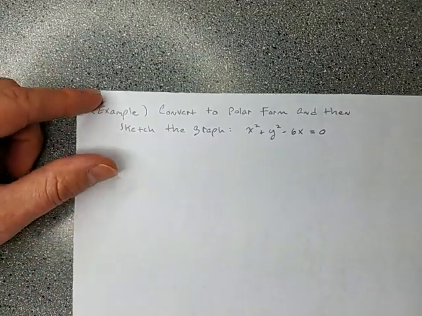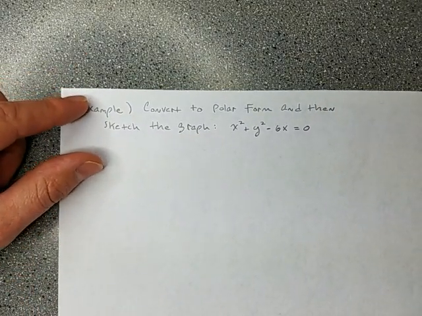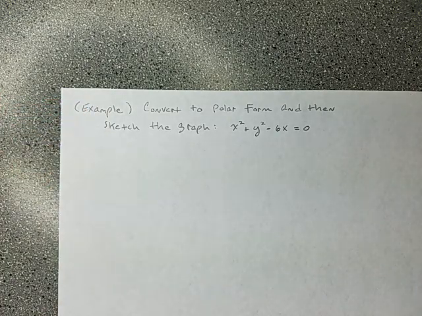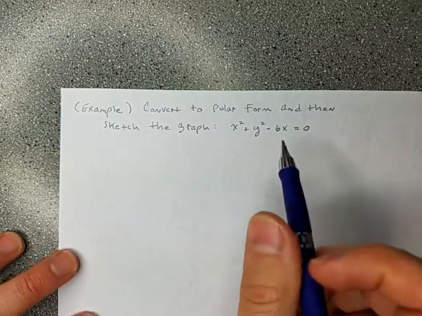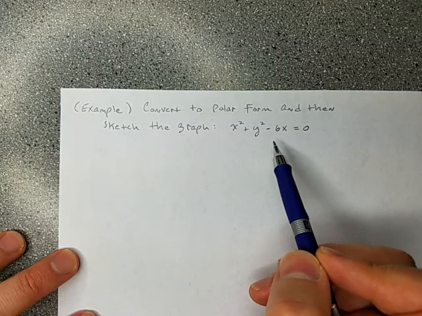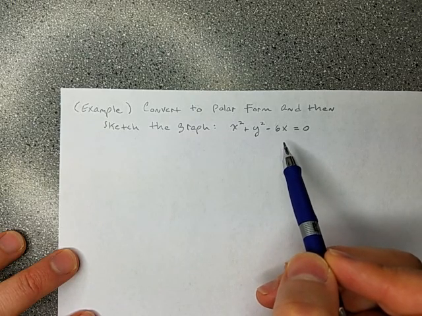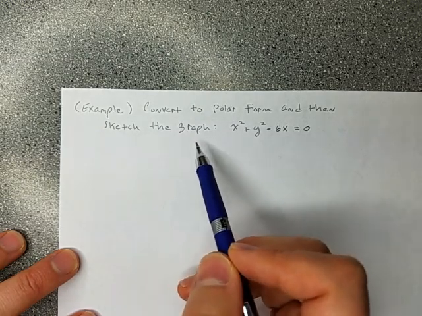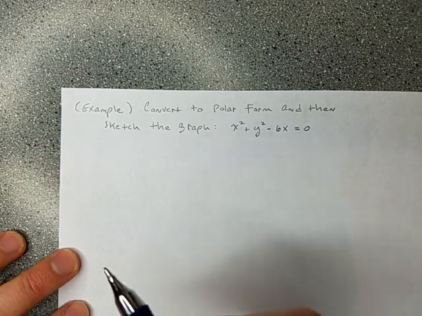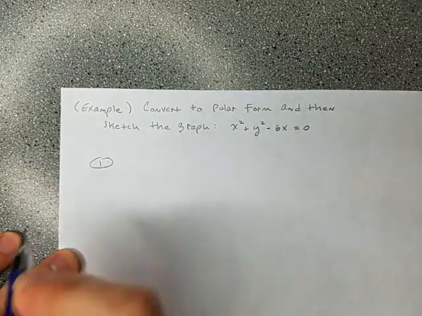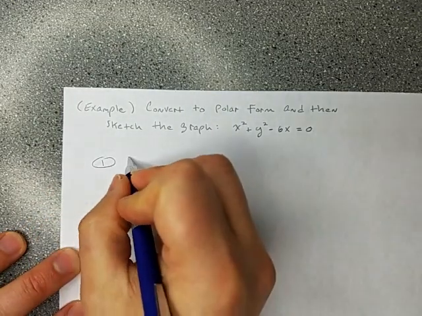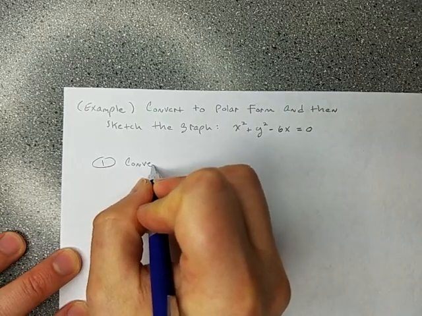Let's try this one. Okay? Convert to polar form and then sketch the graph. So converting this one to polar form, I don't think that will be very hard to do. The graph will be a little bit harder. Okay, so let's do this in 2 steps then. Okay, so first of all, convert.